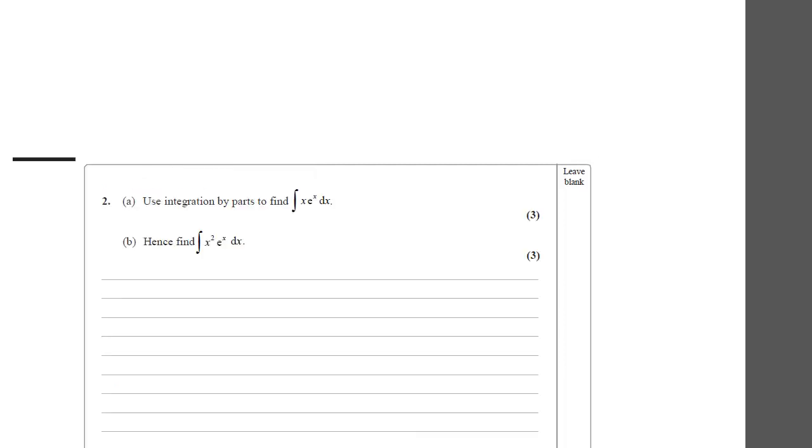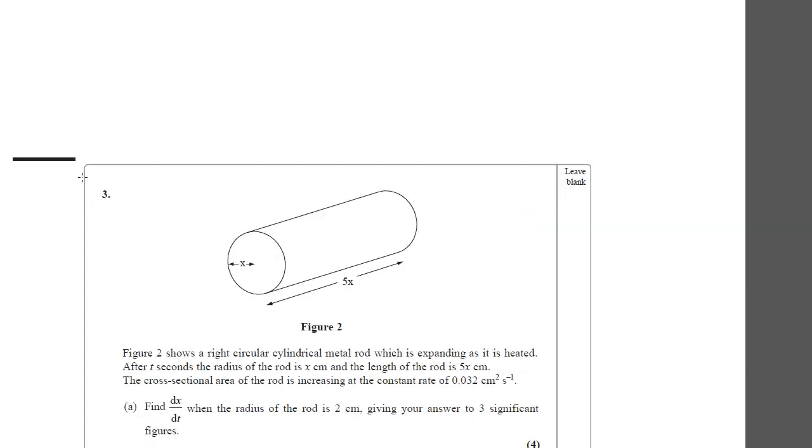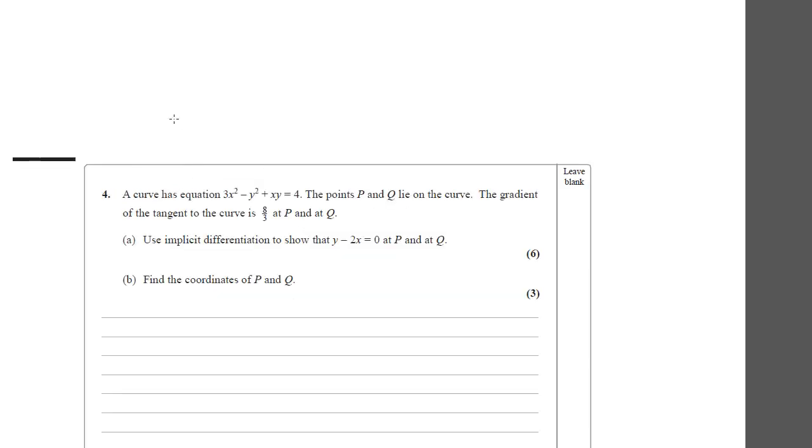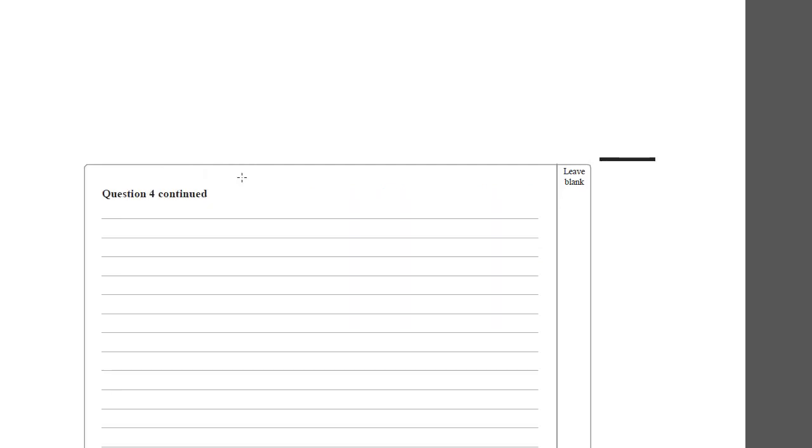And then the next one, this is a C4 question. So let's move on. This is a rate of change question. This is from a previous topic. Then question number 4 is implicit, so this is from a C3 implicit differentiation question. Implicit differentiation means x and y are mixed together.